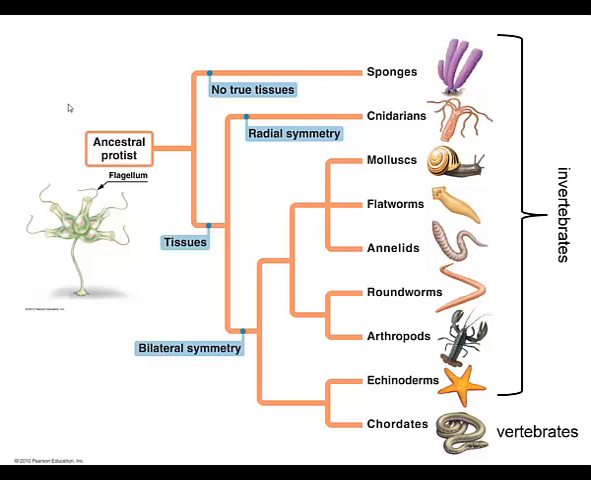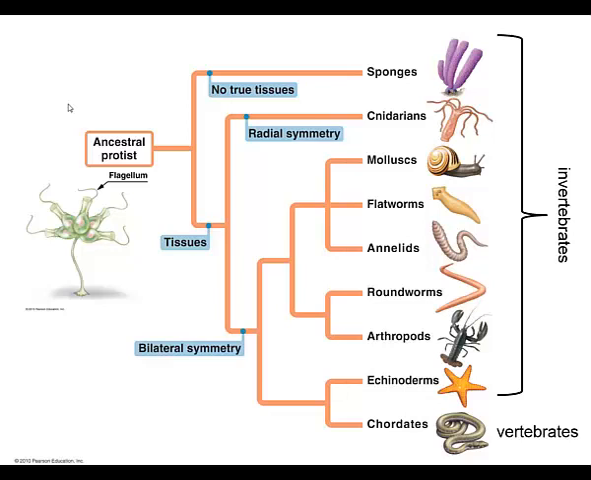From this ancestral protist, from our flagellated colonial animal-like protists, we get the diversification first into sponges. These are organisms that lack true tissues, whereas all the other animal phyla we're going to look at possess true tissues, a group of cells collected together to perform a specific function. We're then going to separate the remaining phyla based on the body symmetry, whether it is radial or bilateral.